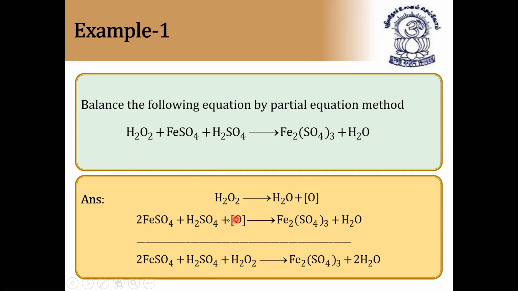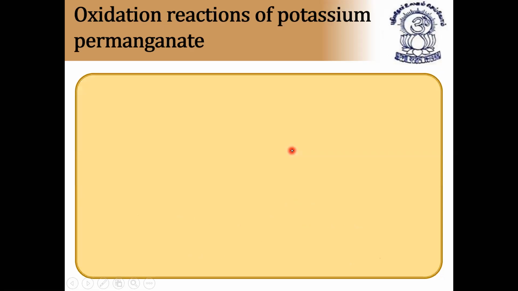Nascent oxygen will be converted into H2O2, which gives us Fe2(SO4)3 plus 2H2O. So this is called balancing redox reactions by the partial equation method.